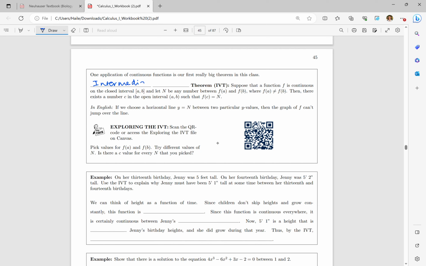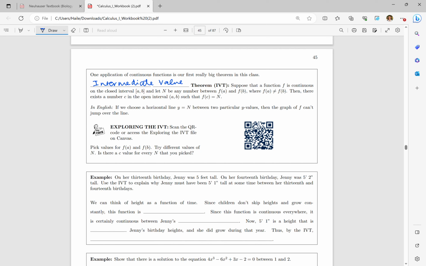So this sounds really scary, but hopefully after I explain it, you'll be like, oh, that makes sense. How could that not be true? Okay, so the intermediate value theorem, or sometimes we shorten that to IVT. Suppose that a function f is continuous on the closed interval a to b, and let n be any number between f of a and f of b, where f of a is not equal to f of b. Then there exists a number c in the open interval a to b such that f of c is equal to n.